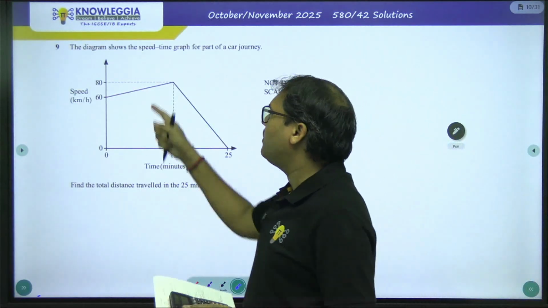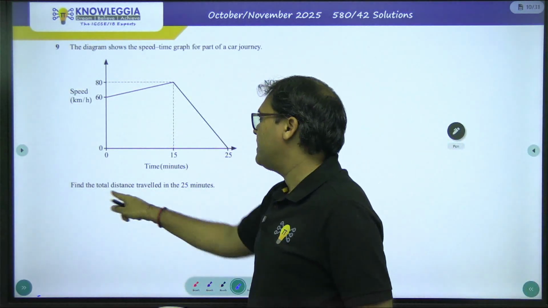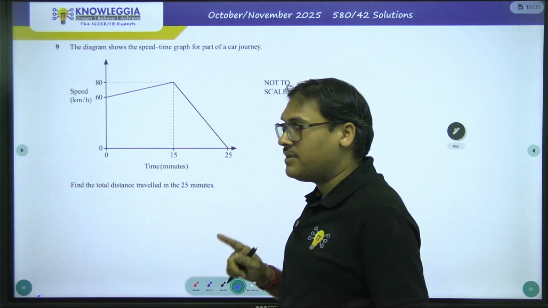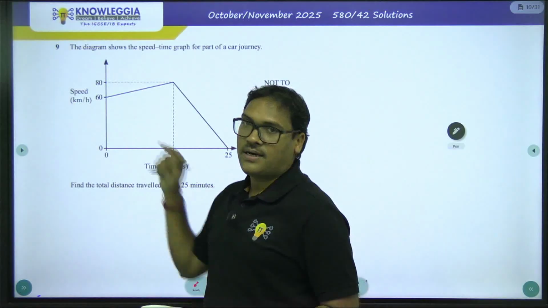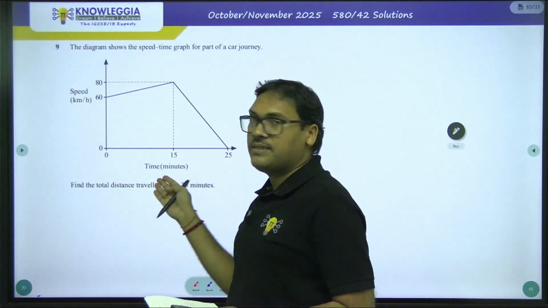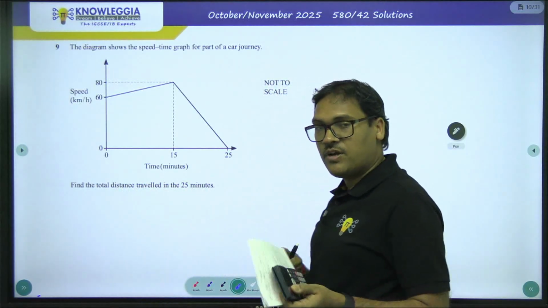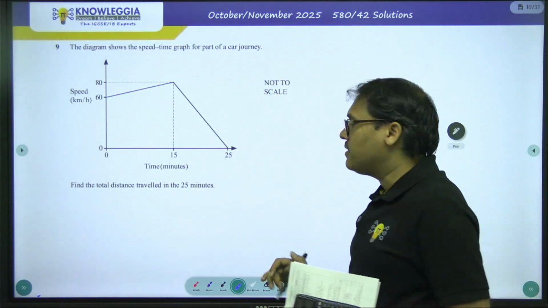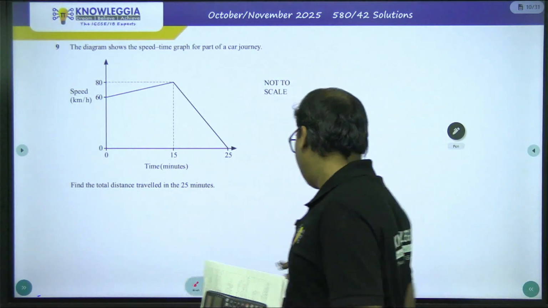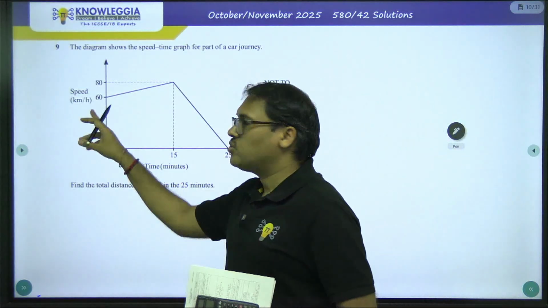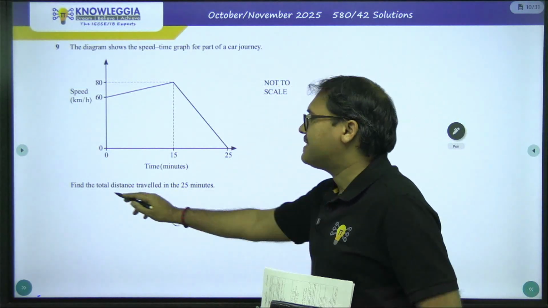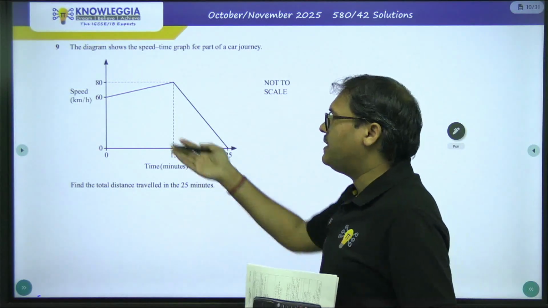Next question on the speed time graph, you have to find the total distance traveled. Now the important thing here is on the graph, speed is given in kilometers per hour, but on time scale, this is in minutes. So you have to be very careful about the units. That is very important because you write the final answer in kilometers. So we have to change minutes to hours.